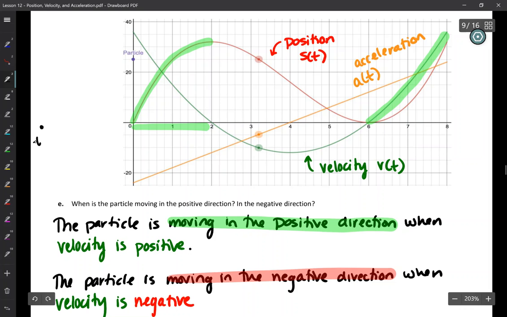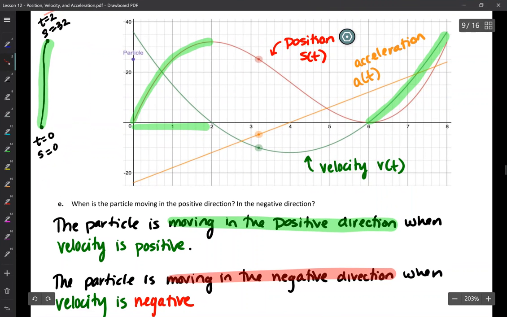The beginning of this story at time 0, my position is 0 meters. Then we're traveling in the positive direction up until we stop, and that's at time t equals 2 seconds. And you can go ahead and plug into the position function to get that height. It's a 32. Traveling in the positive direction between 0 and 2 seconds.